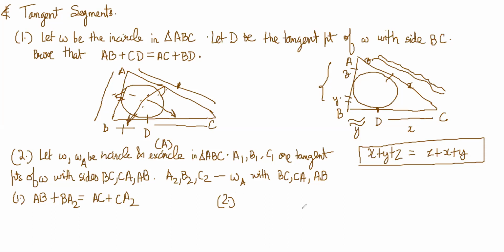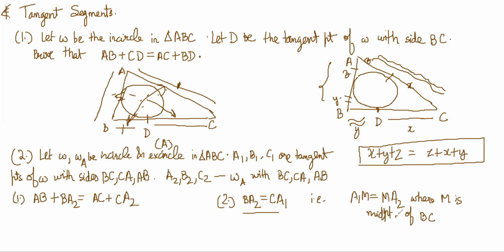And the second thing to prove is BA2 is equal to CA1. That is, A1M is equal to MA2, where M is the midpoint of BC. These are the two things. We have already discussed this briefly as part of solving another question last week, but I want you guys to independently get it also. I will draw the figure in the next screen. For now, you guys draw your own figure.